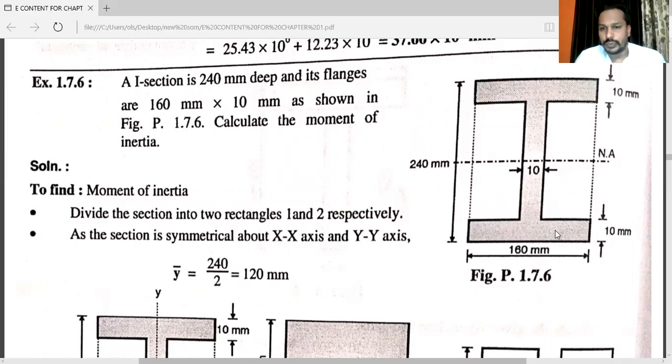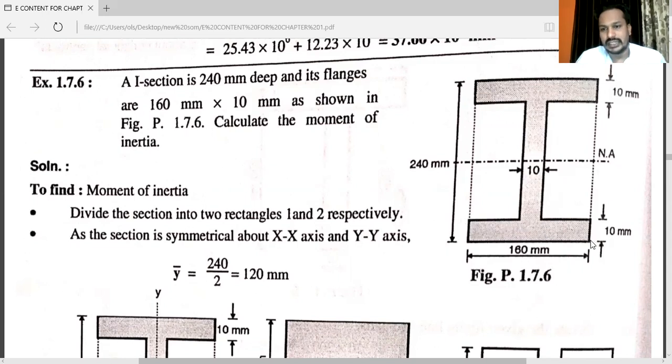See, here the web is given. Total depth is given, that is 240 mm. This width is given, that is 10 mm. See, in this diagram, the important thing is that the neutral axis is also given, that is NA. See, two dotted lines are given in the problem. You can see this dotted line, this dotted line.